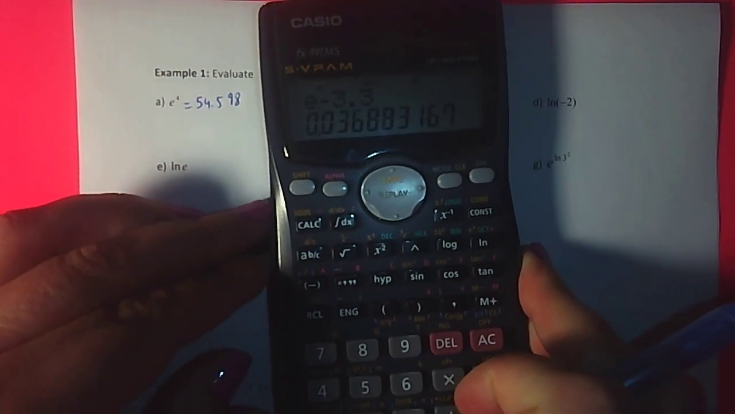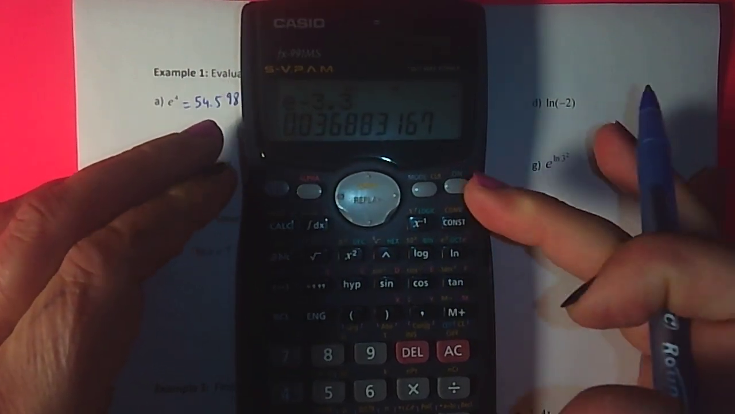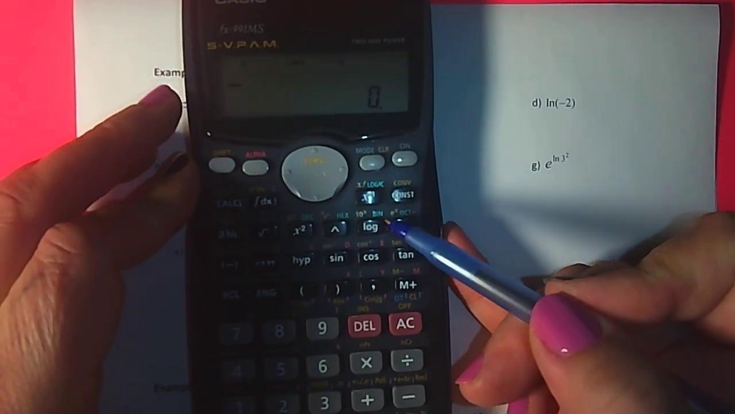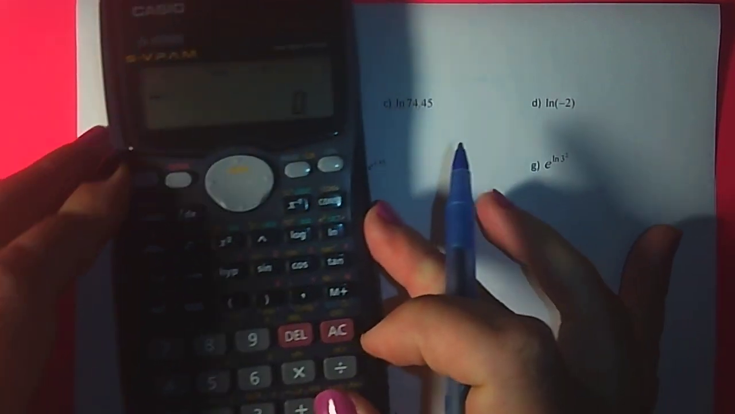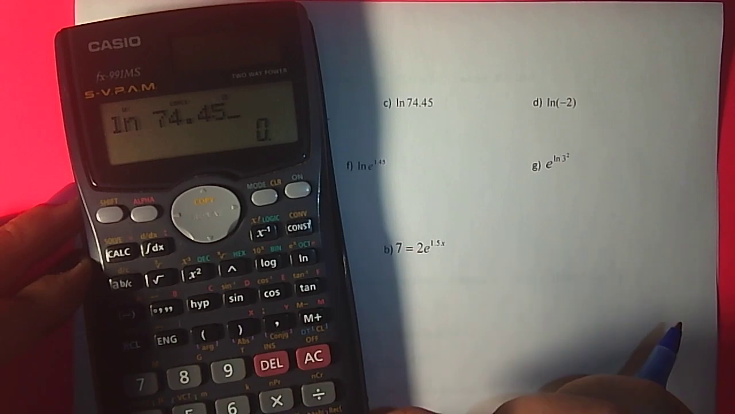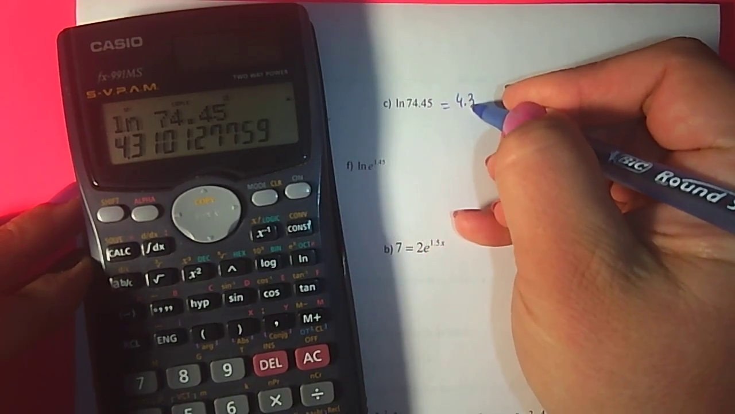Okay, so let's look at ln. In advanced functions, we learned that we only have logarithm with base 10, but actually you also have logarithm with base e, so you also have ln in your calculator. So if you need to calculate ln 74.45, that gives us 4.31.